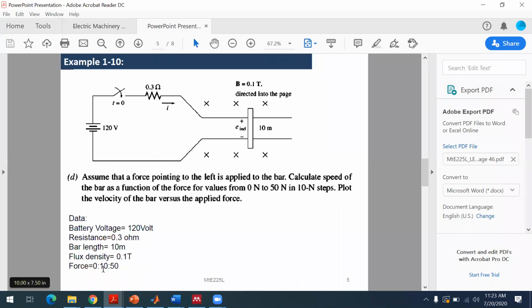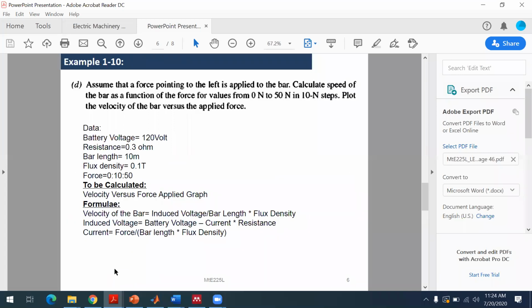So first it will exert 10, then 20, then 30, then 40, and ultimately it will exert a force of 50 Newton. So this was the data which we need to obtain what we have to calculate, which is the velocity, and plot a graph between the velocity obtained versus the force applied, right?